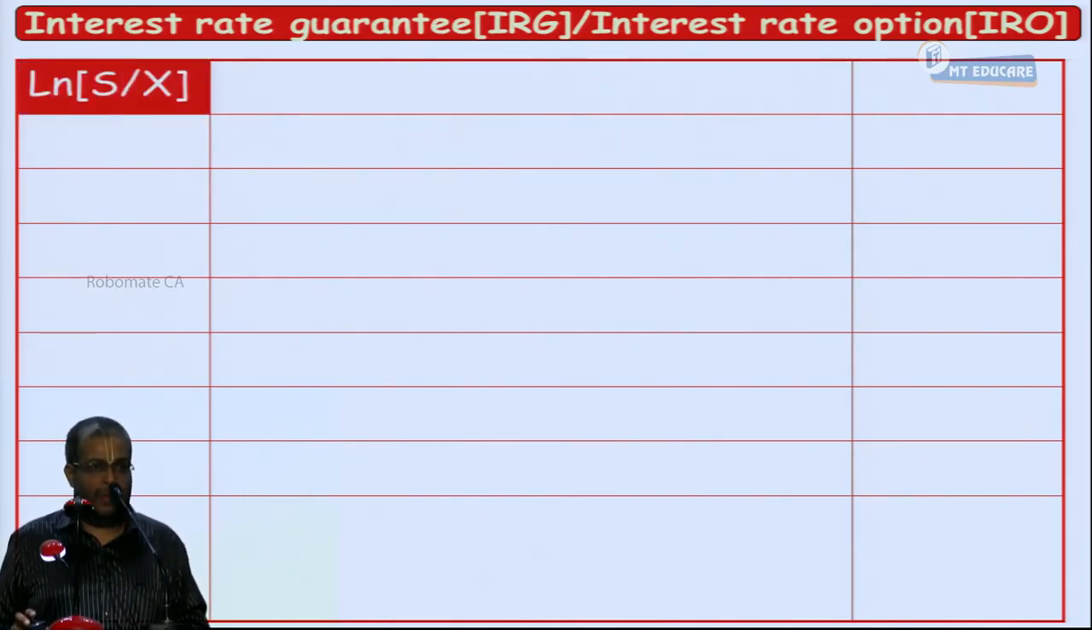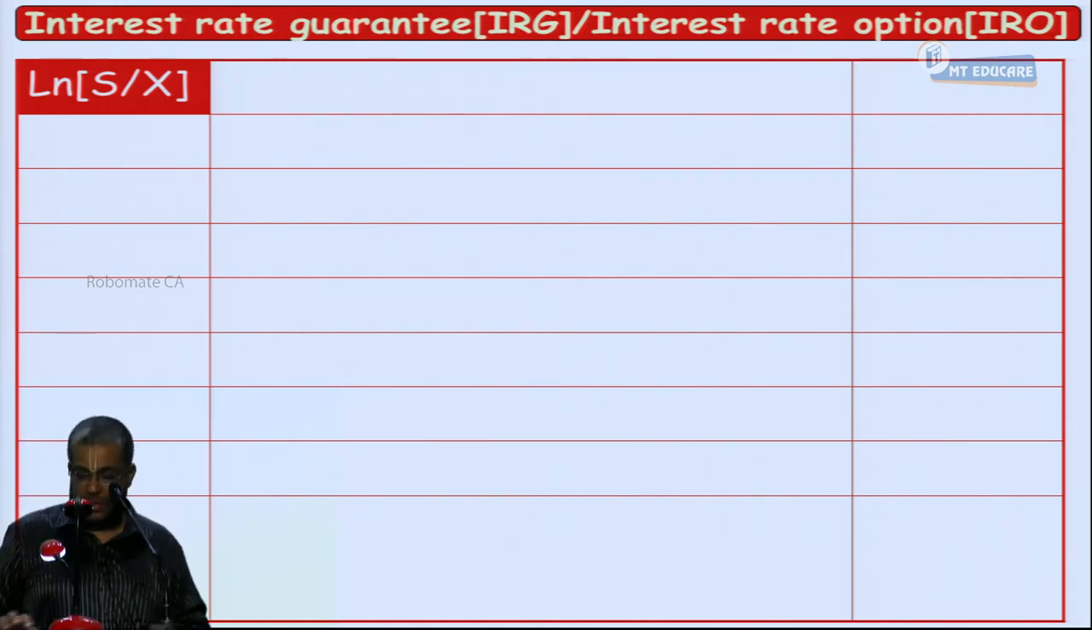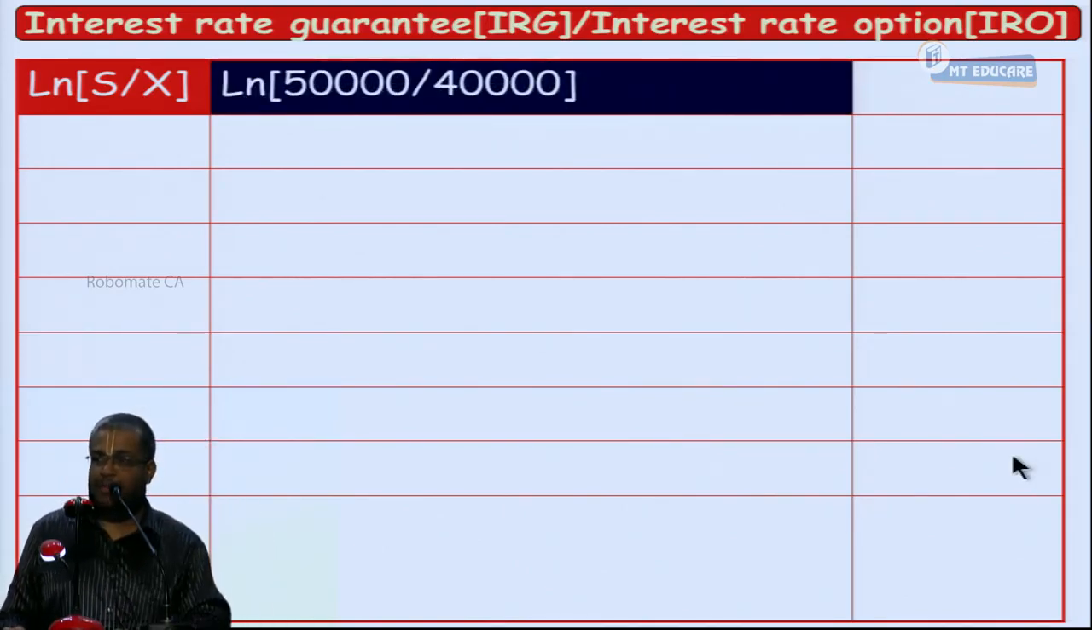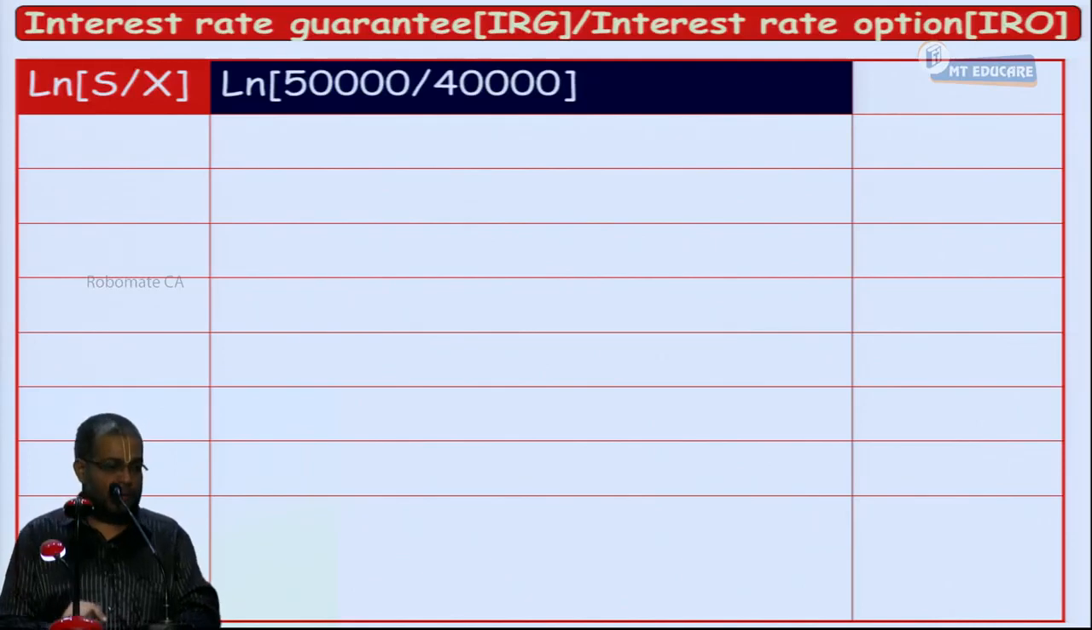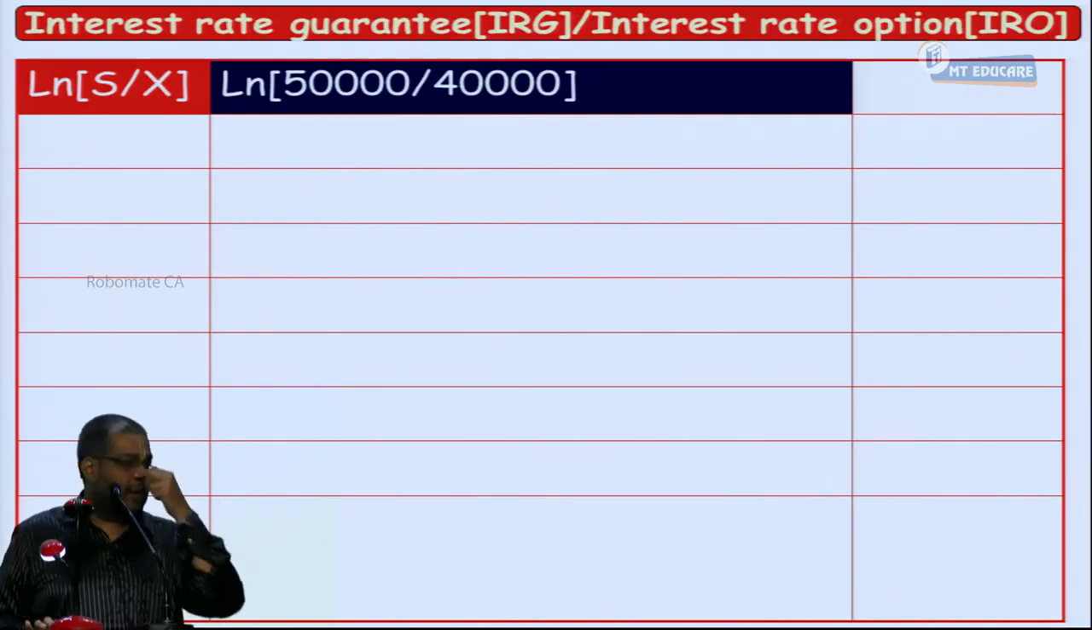Point number one. What is point number one? ln of S by X. ln of 50,000 divided by 40,000. Spot price is 50, strike price is what? 40. Please tell me, are you following? Can you tell me what is 50,000 by 40,000? 1.25. Look at your workbook and tell me what is ln of 1.25.